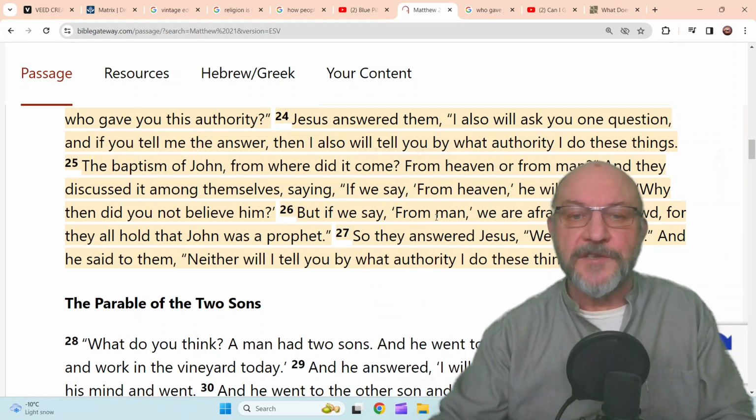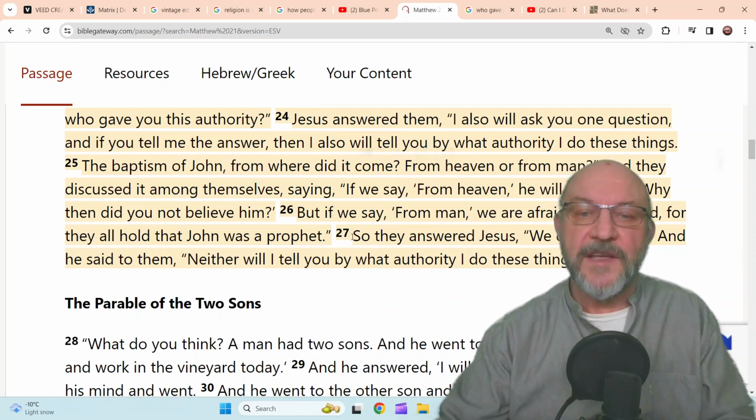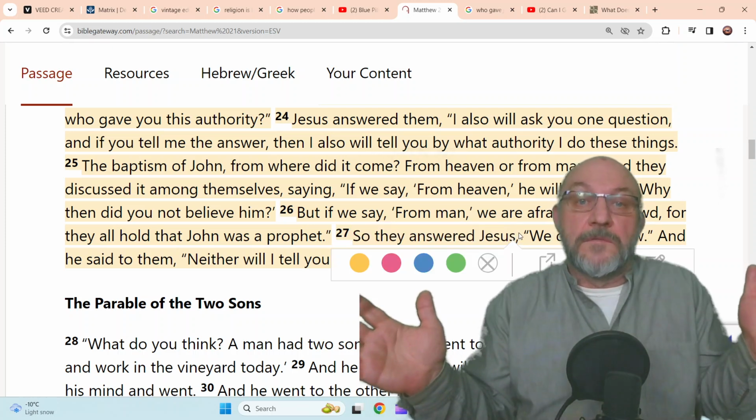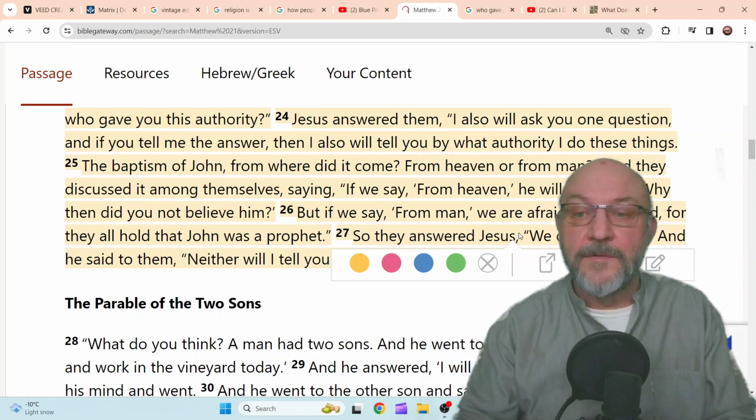This is what the Pharisees are thinking, right? So here's what they said in verse 27. They answered Jesus. They said, we don't know. We don't know who gives you the power.